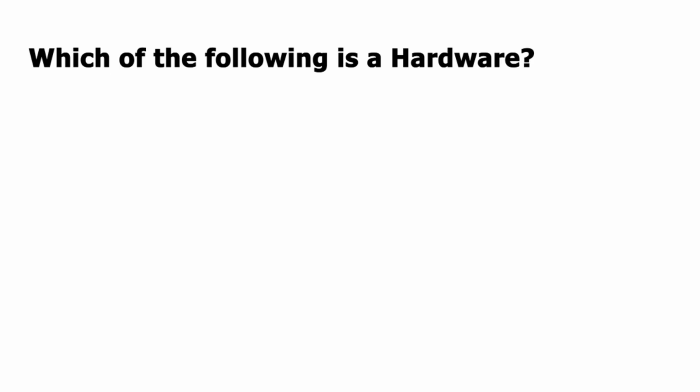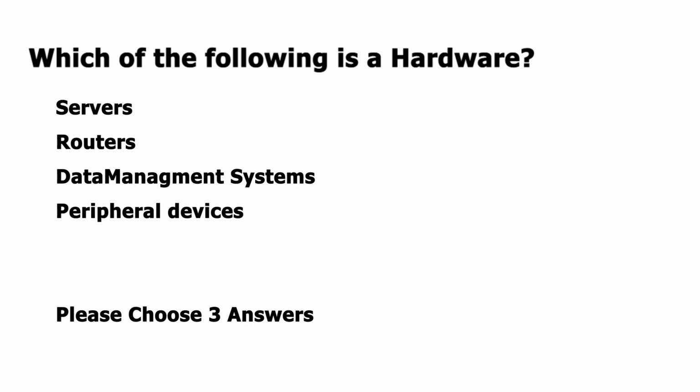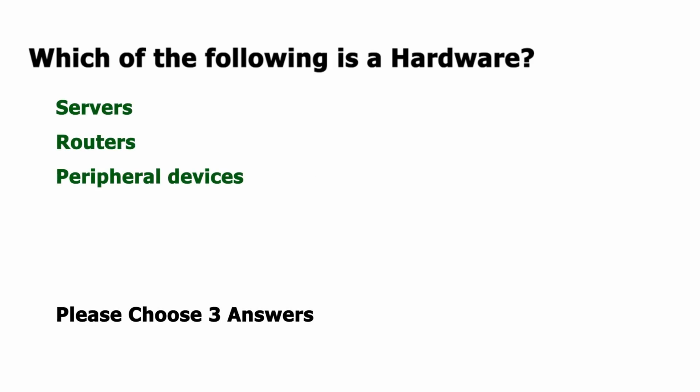Now for the questions. Which of the following is a hardware? Servers, routers, data management systems, peripheral devices. The answer is servers, routers, and peripheral devices.